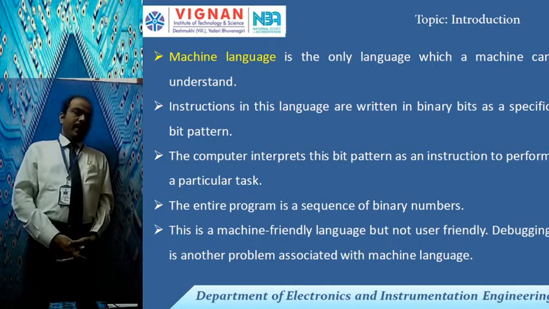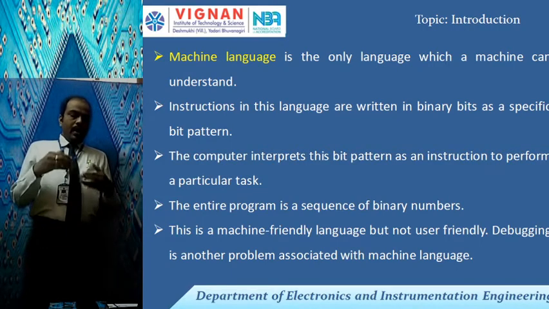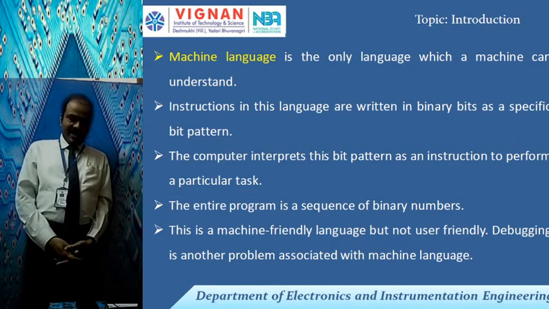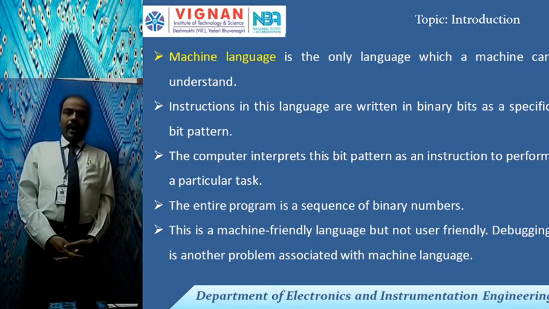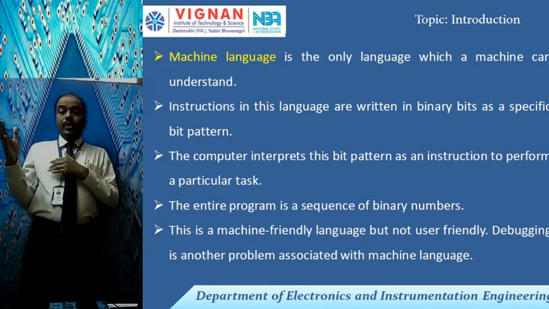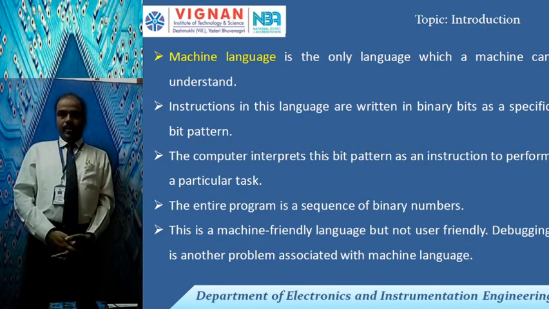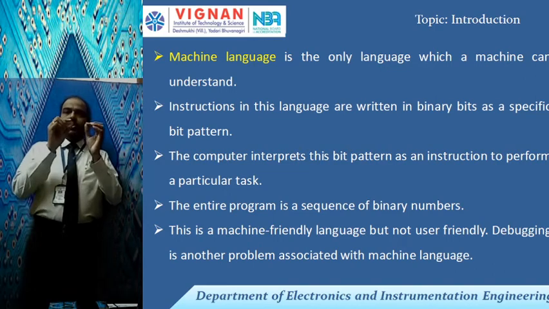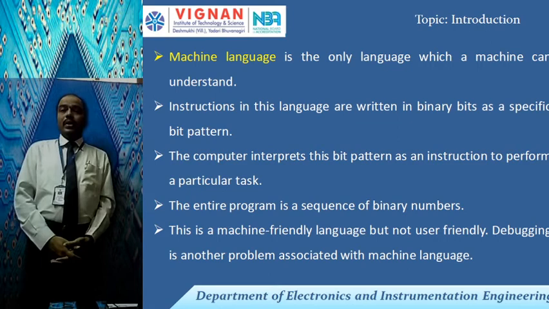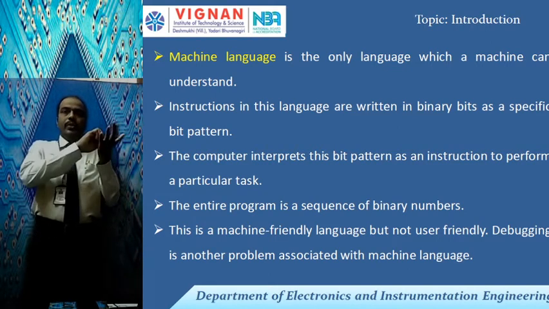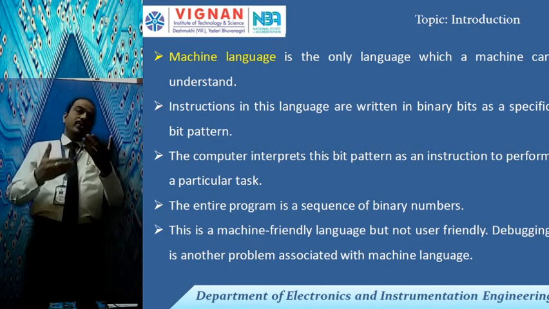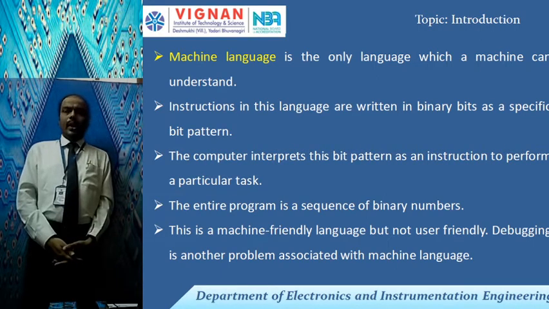Machine language is machine friendly but not user friendly. Why? Because remembering groups of zeros and ones is very difficult. For every instruction we have some code, maybe 0 1 0 1, maybe 1 0 1 0. It is very difficult for us as users to remember those binary sequences, so there is a chance of more errors while executing the program.